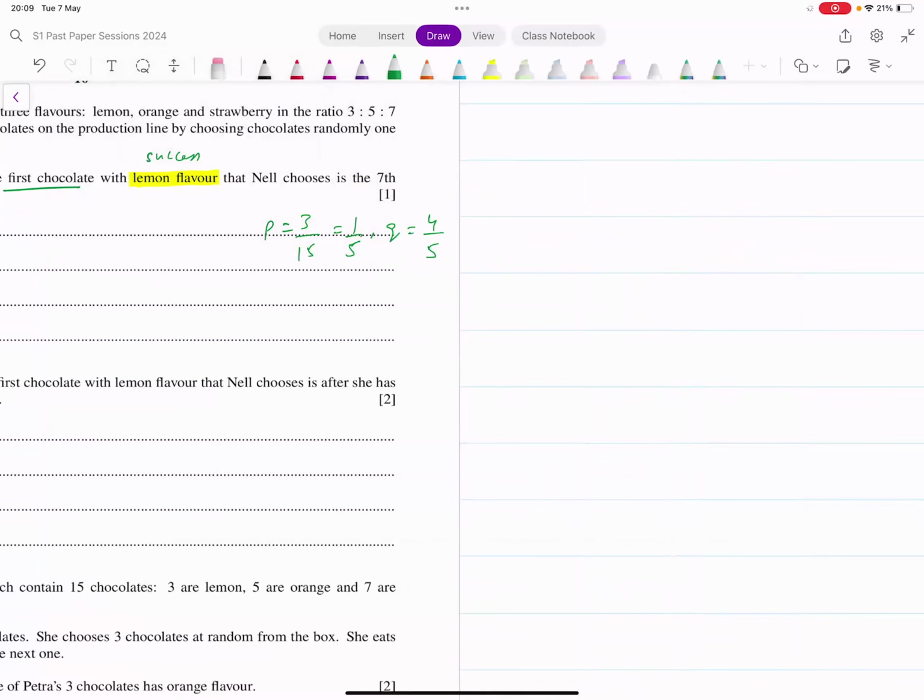So the first time, getting a lemon flavor, the probability of that would be 3 out of 15. And then depending on what you got the first time, the total number would change, and the probability of whatever you're getting the second time would also change, right? If the number was just 15.